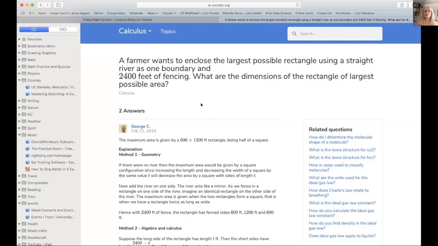So, Martine, I'm going to now share a problem that we're going to do together. This is one where a farmer wants to enclose the largest possible rectangle using a straight river as one boundary and 2,400 feet of fencing. What are the dimensions of the rectangle of largest possible area? So we know that the length is the 2,400 and we're looking for the largest possible area.